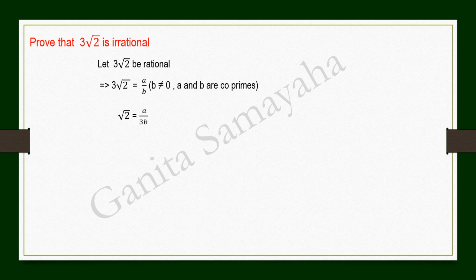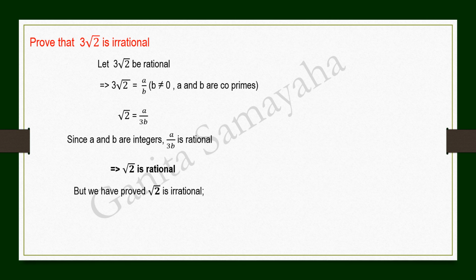So we have root 2 is equal to a by 3b. So again we know that a is an integer and 3b is also an integer. So a by 3b becomes a rational number, and we have already considered b not equal to 0. So this means that root 2 is rational, but we have already proved that root 2 is irrational. So our assumption that 3 root 2 is rational is wrong. Hence 3 root 2 is an irrational number.